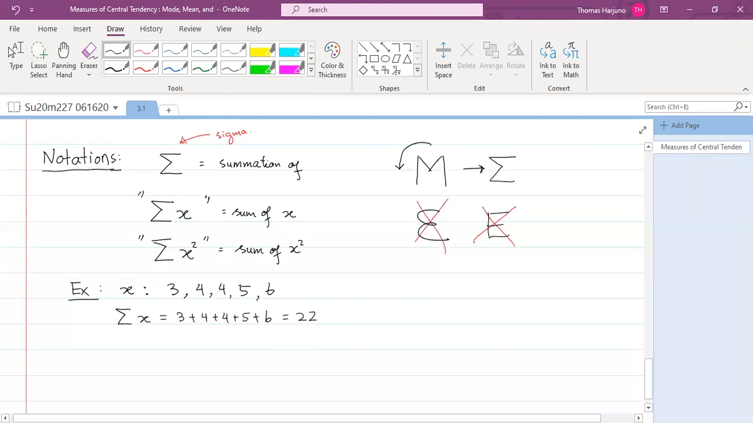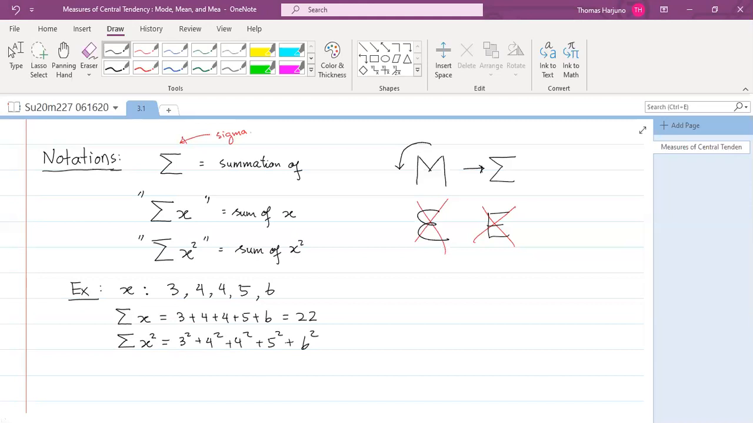Let me pause a little bit. Are you okay? So you basically just add them all up? That's right. Sum of x means the total of all those x's. Now, how about sum of x squared? Sum of x squared means you add the squares of those x's. You get the square of each one, and then you add them. So you are not squaring the sum, you are adding these squares. The order of operations says you do this first before you add them.